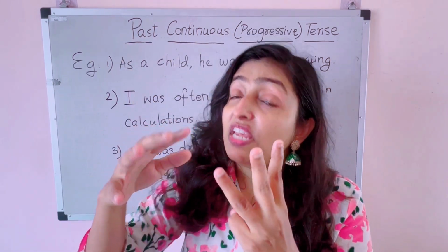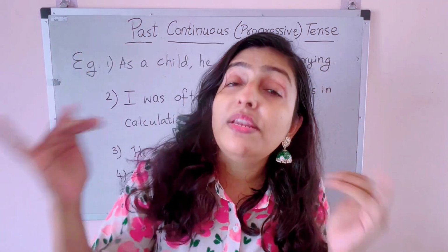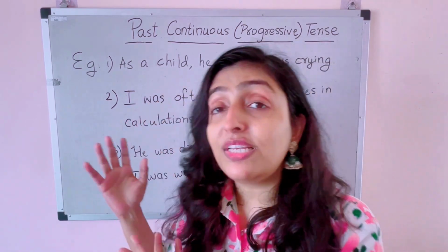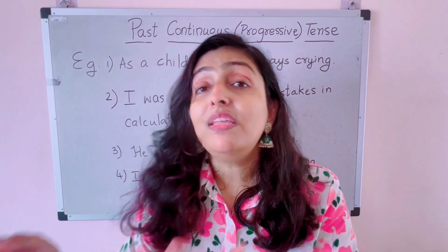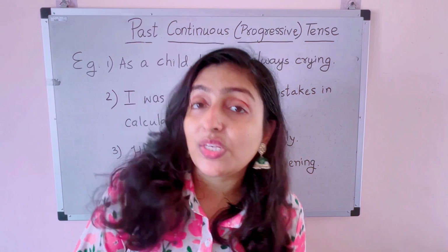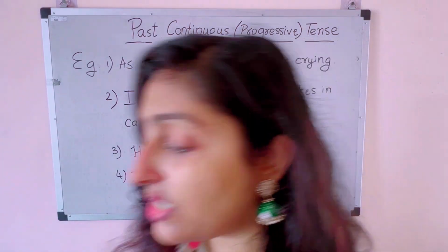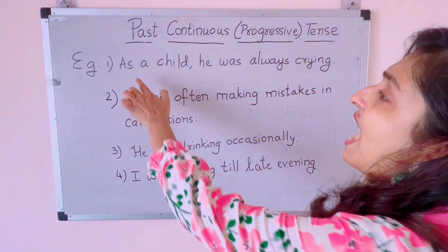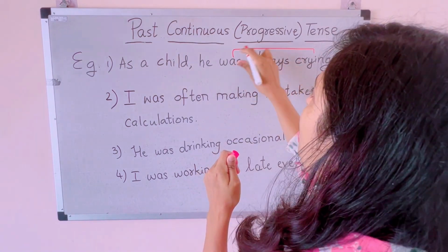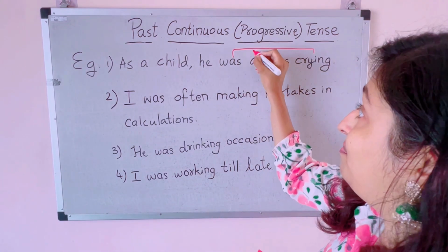And then you see that even if there is no starting point and ending point, you can still understand or conclude the time period from the context itself. Time period is not important. The ongoing action in the past is important. Now let's look at the examples. The first example is, as a child, he was always crying. Now this is in past continuous, and this is the expression of time.